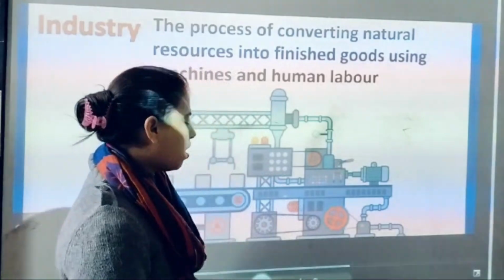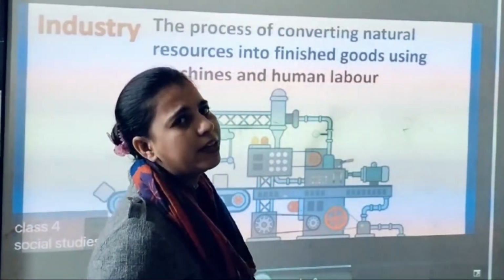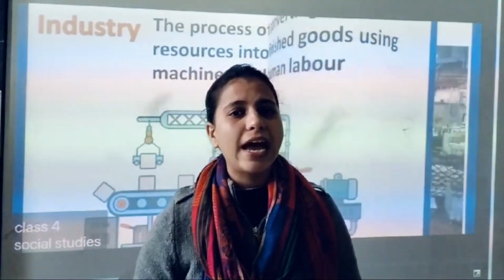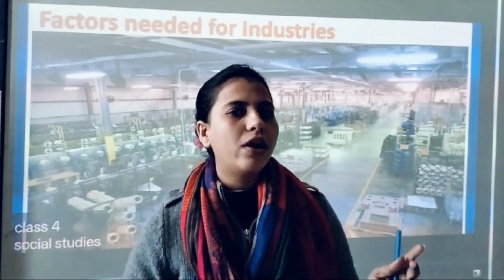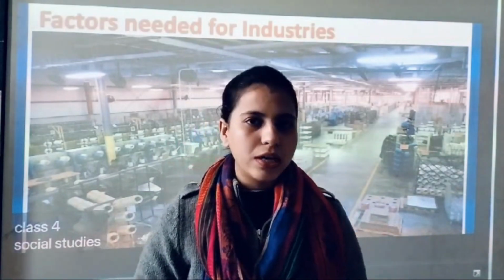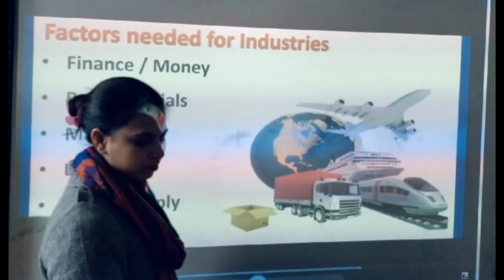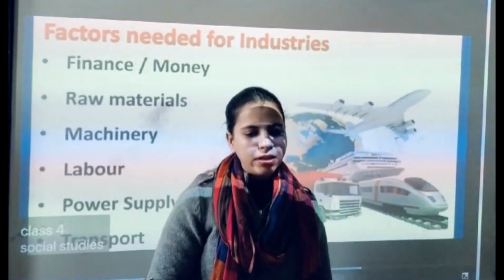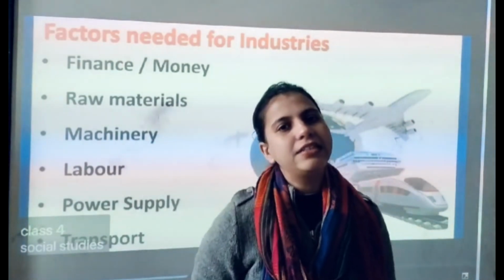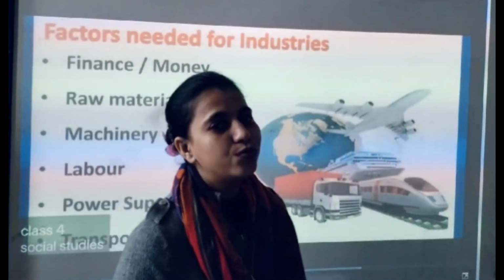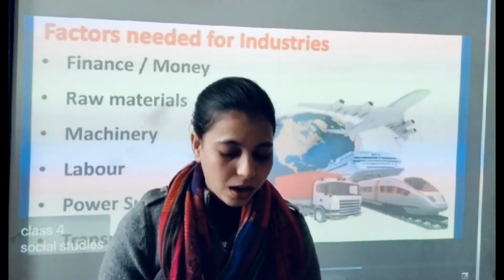Okay, so we have divided the industries on the basis of size. On the basis of size, industries are divided into three parts. The first one is the cottage industry, the second one is the small scale industry, and the third one is the large scale industry. Now we know the meaning of industry, but to set up an industry we need some factors.